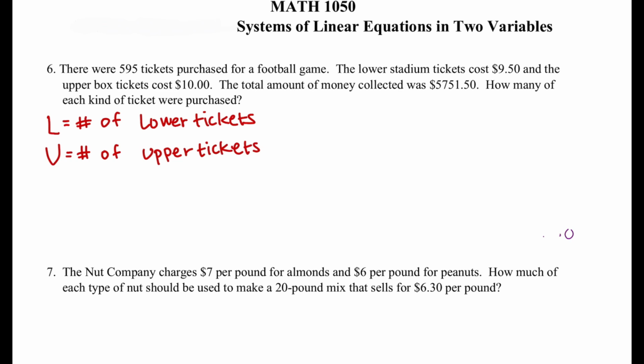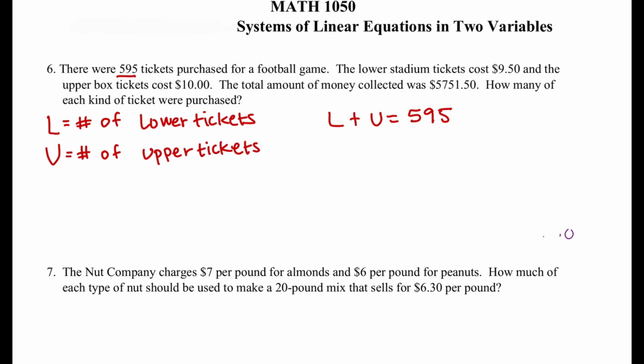So if we add our lower tickets plus our upper tickets, that is going to be a total of 595 tickets. For the second equation, since we have two variables, we need to have two equations to be able to solve this. So for the second equation, we're going to see how much money for each piece, okay?